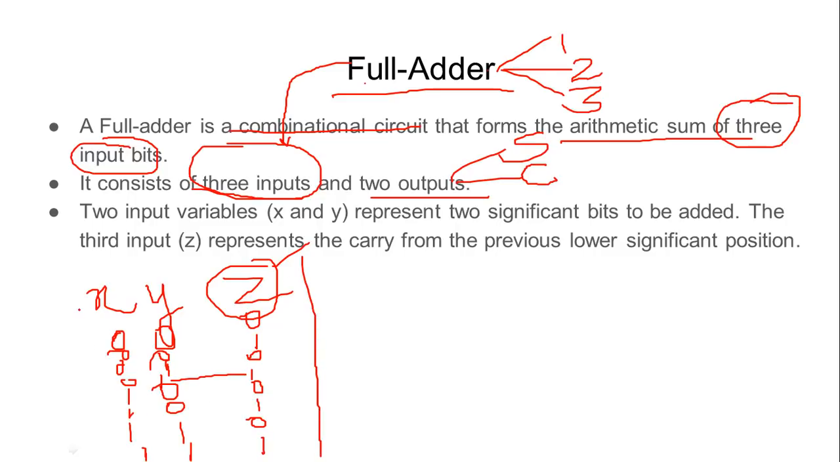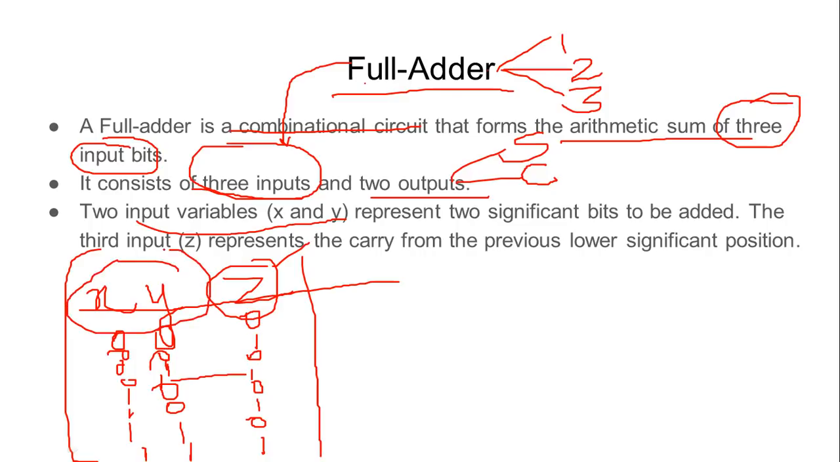So accordingly, what I have to do is the sum of these three variables, and test whether it is able to provide me a carry or not. We will discuss the truth table in the next slide. Here I just wanted to explain this concept. Two input variables, x and y, represent the two significant bits to be added. The third input z represents the carry from the previous lower significant position.